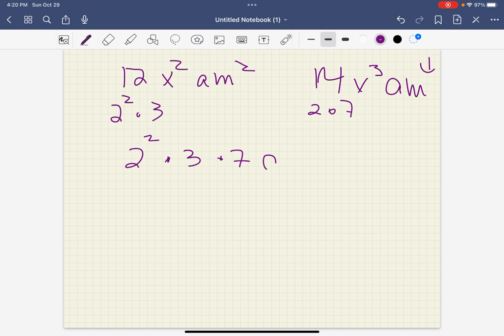You have to have an a, you have to have an m, you have to have an x. Take the highest exponent on the a. It's only there once, so it's a to the 1. On the m, the highest one is a 4. And on the x, the highest one is a 3. So this is 4 times 3 is 12 times 7 is 84 a m to the 4th x cubed.